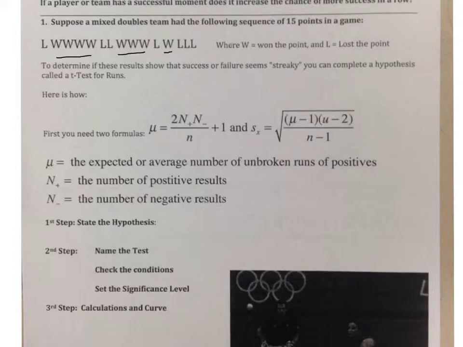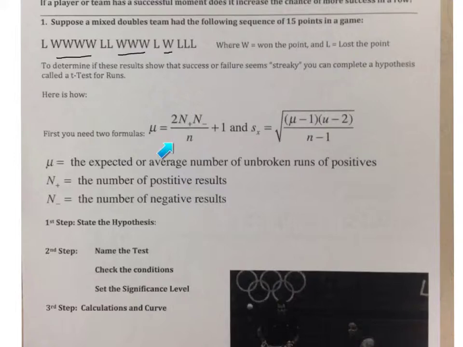So they lost the first. They ended up losing the first point. And then they went on a run where they won 4 in a row, lost the next 2, won 3 in a row, lost 1, and then lost the last 3 points. So the question says, the W's, they won the point. L's, they lost the point. Determine if these results show that the success or failure seems streaky.